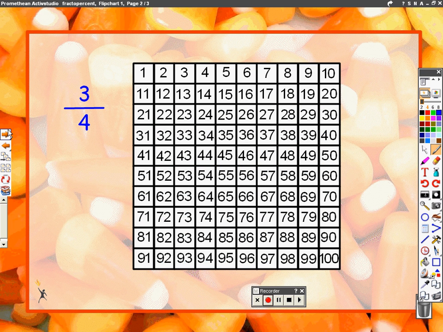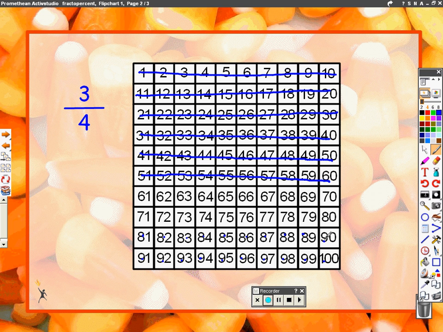Okay, 3/4. I want 3 out of 4 of the numbers. So I'm going to take this row, and this row. I took 3 rows, and I'm going to leave this row alone. I'm going to take another 3 rows, 1, 2, 3, and I'm going to leave this row alone.